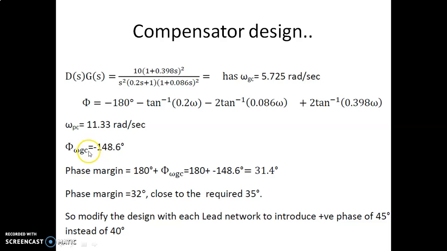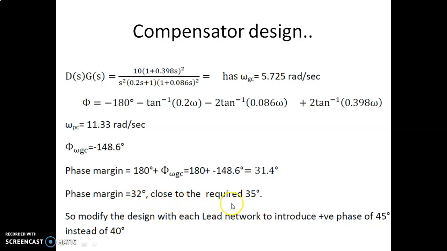And we have the phi at omega gc given by this particular value in degrees. The phase margin is almost close to 31 degrees. If we remember, the earlier phase margin without compensation was minus 30 degrees. Because of this compensation, we could achieve a phase margin of almost plus 32 degrees. We could introduce almost 60 degrees of compensation, so from minus 30 to almost plus 32.